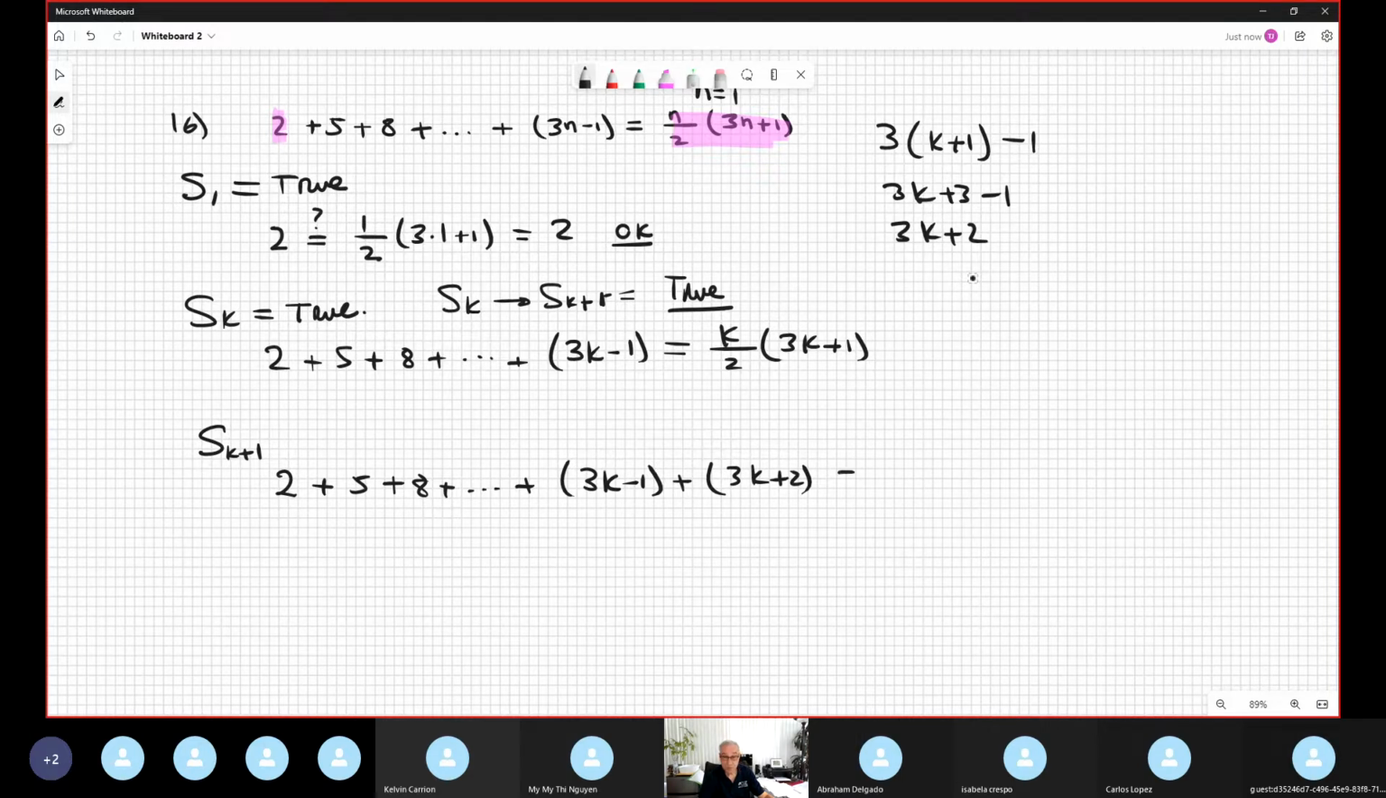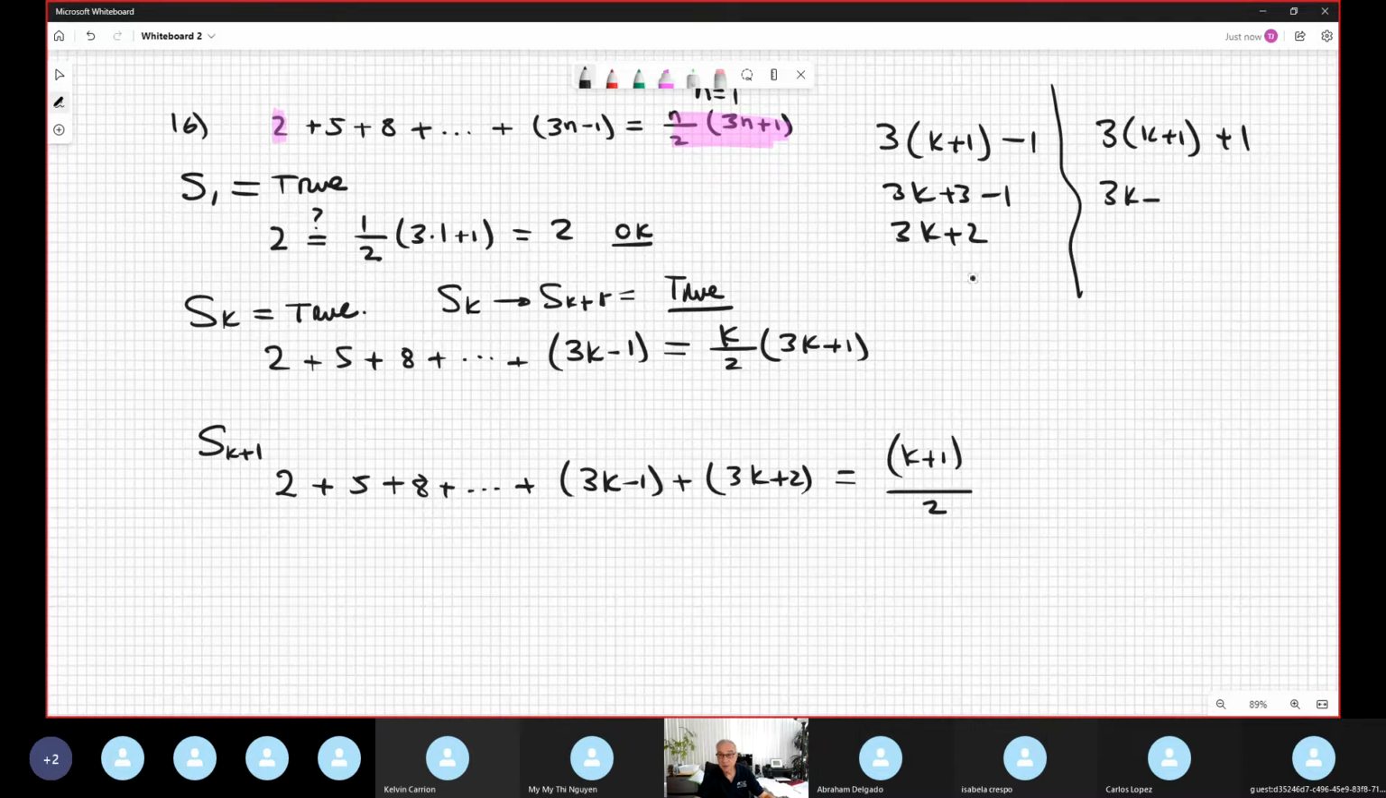Beautiful. On the right-hand side, again, you replace k with k plus 1. So, k plus 1 divided by 2. And this is 3k plus 1. Let me do it again. This is 3k plus 1 plus 1. This is 3k plus 3 plus 1, which is 3k plus 4. Multiplication by 3k plus 4. Do you follow me so far?